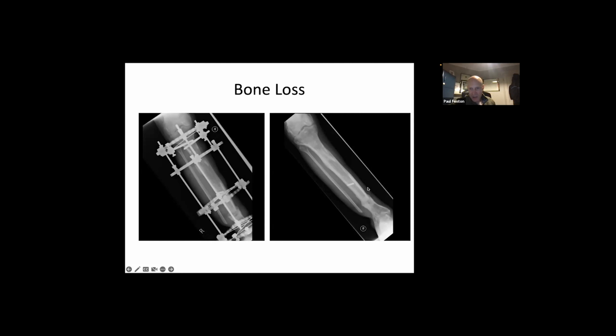And then this is at 2 years. So we've grown 10 centimeters of bone. The gap at the bottom has filled in and the two bone ends have healed together. And he's now got an intact tibia with essentially normal bone.